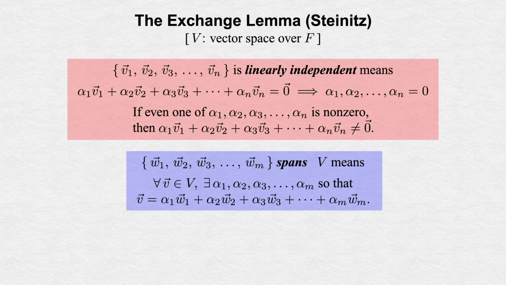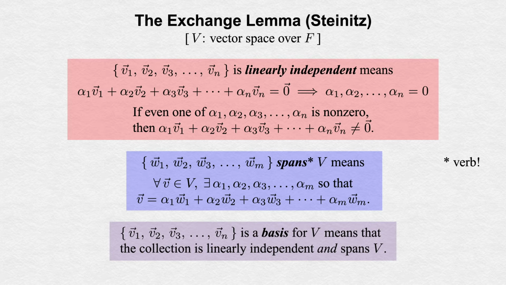On the flip side, a collection of vectors w1 through wm spans the vector space V. Note this is the verb form of span. It means that for every vector of V, there is some set of scalars that builds it as a linear combination of the collection. You might ask what these concepts have to do with one another. The real answer is that they're the two halves of what it means for a collection to be a basis for the vector space V. But there's a very important relationship between these two concepts that we should prove first.